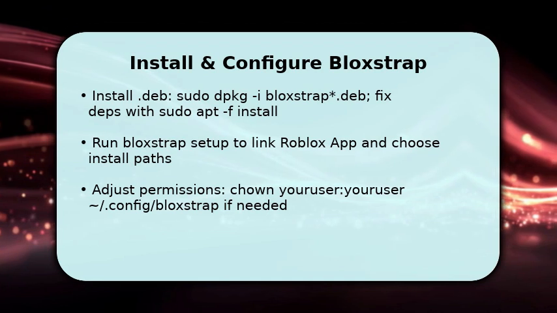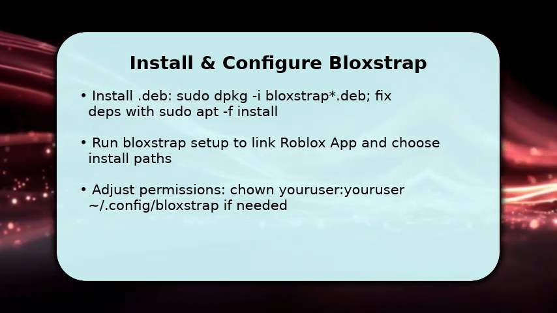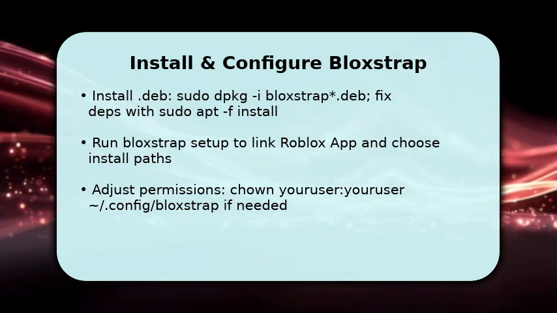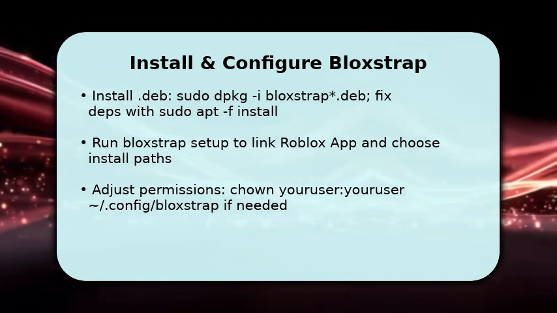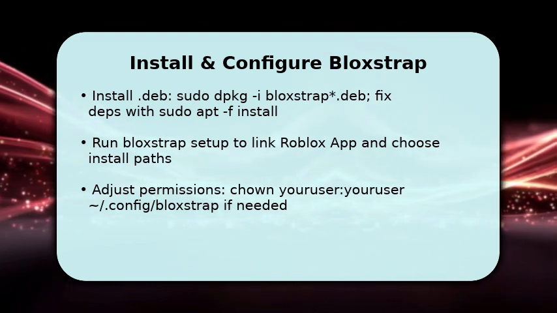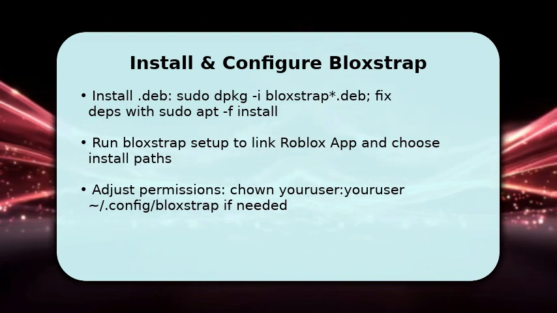After setup, check file permissions and use chown if files belong to root so the app can write configs. If prompts appear about missing runtimes, allow installation and wait for final configuration. You now launch Roblox through the BloksTrap launcher and allow any runtime permissions. This first run completes shader or asset caches.